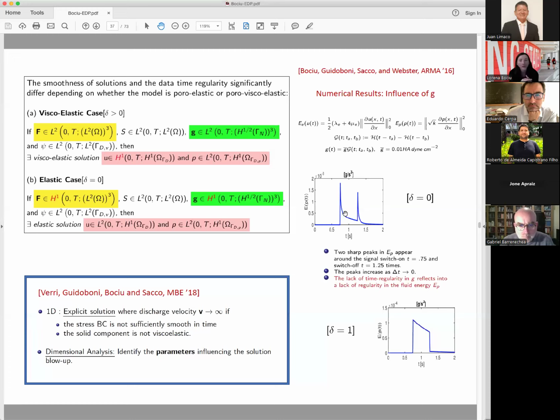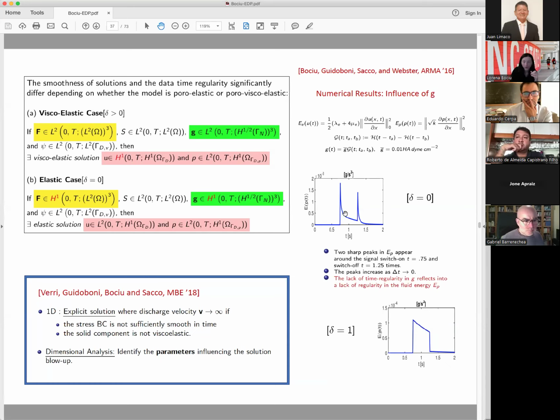So, okay, then we said, can we actually prove this? And we could. If you go to one dimension, you can actually find explicitly the solution. You have like an undergraduate PDE course. You let them compute the solution. It's a series, right? You can show that the discharge velocity, in fact, blows up if you do not have sufficient smooth in time regularity for the stress, for the boundary data, and if you don't have any viscoelasticity in the system, okay?